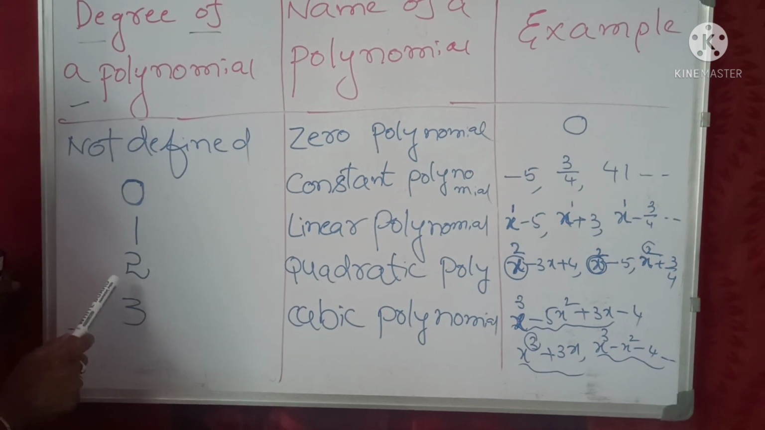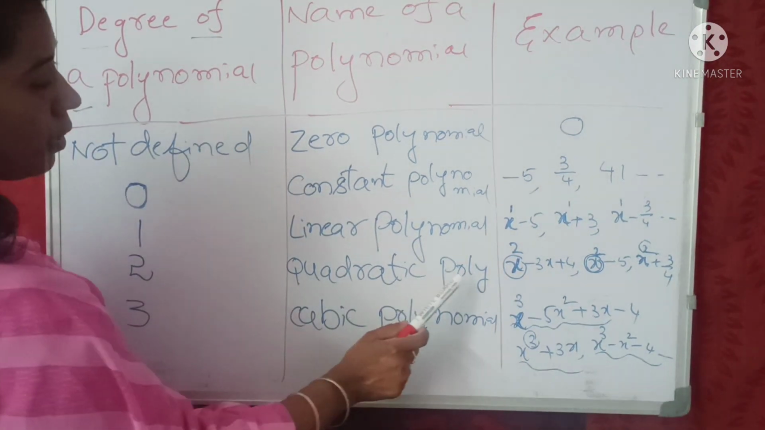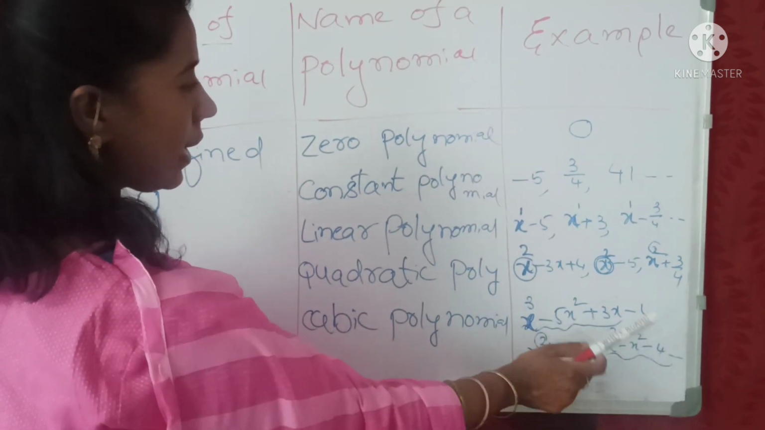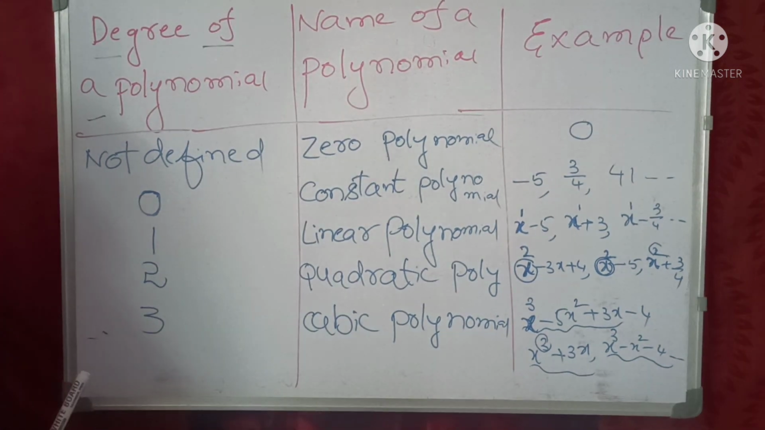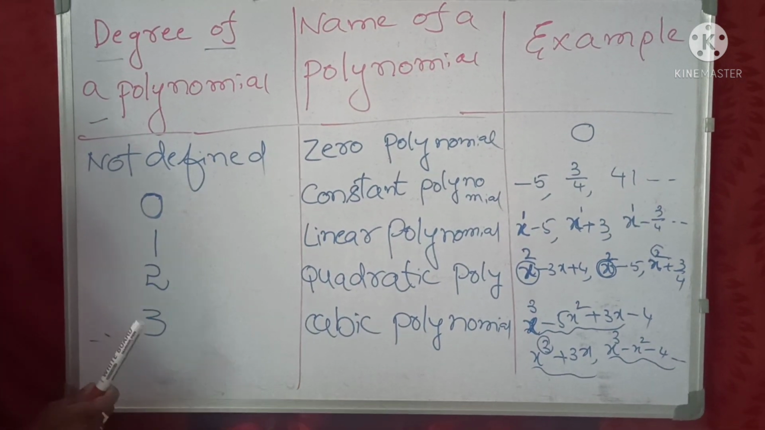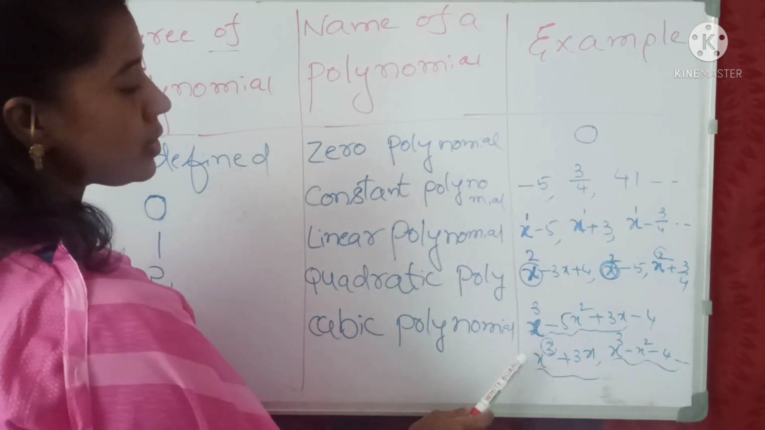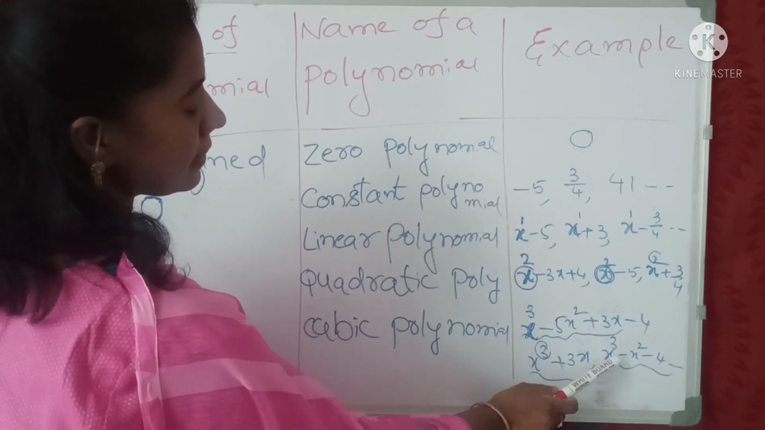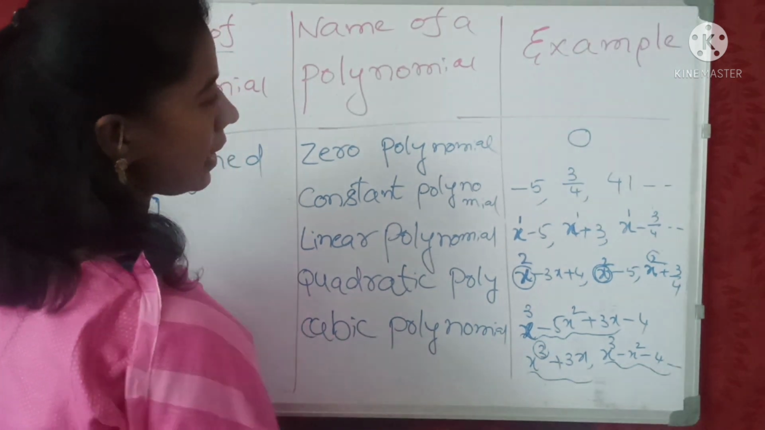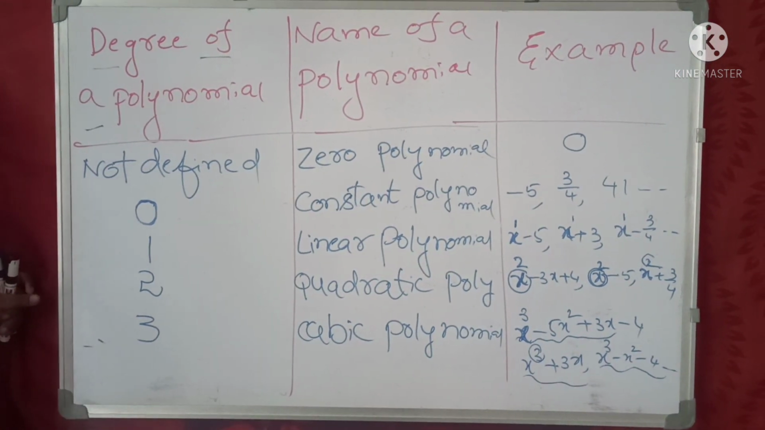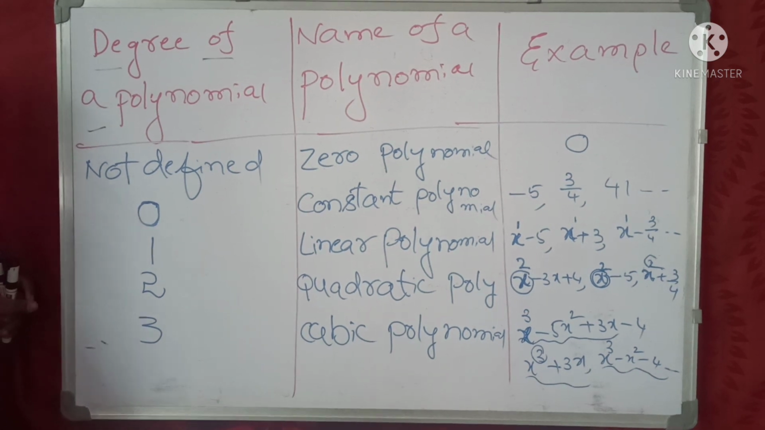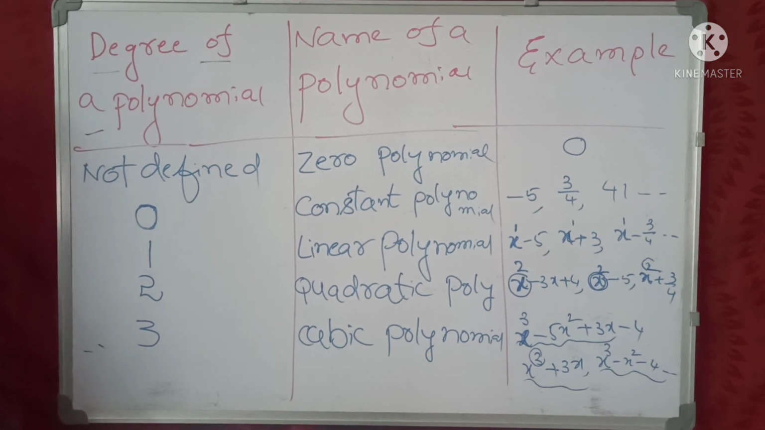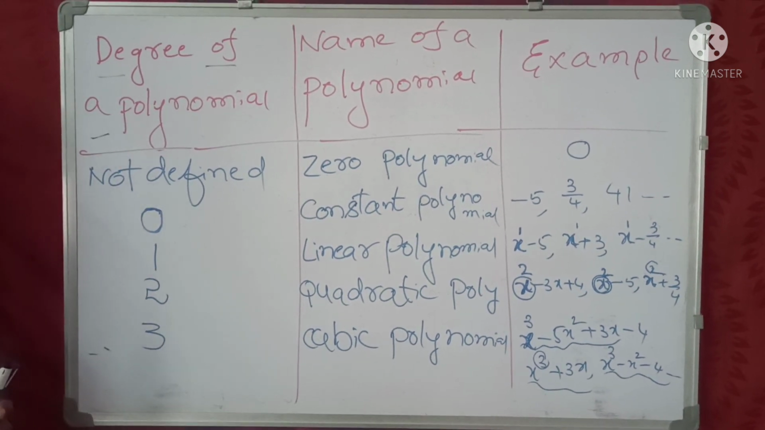Next, if the degree of the polynomial is 2, it is called a quadratic polynomial. Quadratic polynomial examples are x square minus 3x plus 4, x square minus 5, x square plus 3 by 4. If the degree of a polynomial is 3, it is called a cubic polynomial. Examples are x cube minus 5x square plus 3x minus 4, x cube plus 3x, x cube minus x square minus 4, etc. I think you are able to understand the degree of a polynomial, the name of the polynomial, and examples. You can choose any examples of your own.